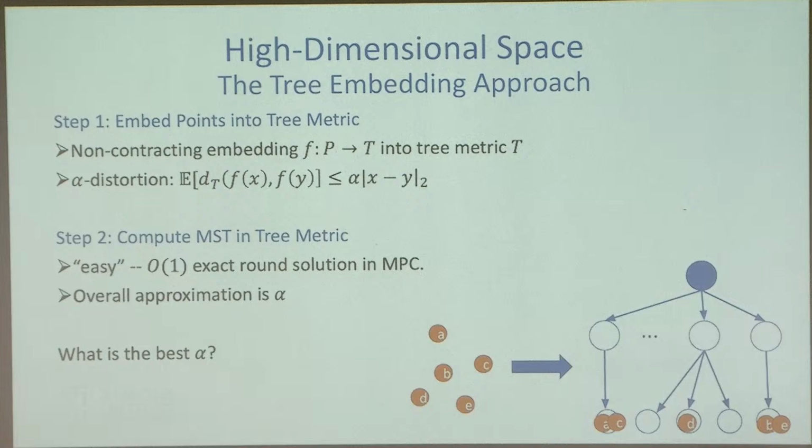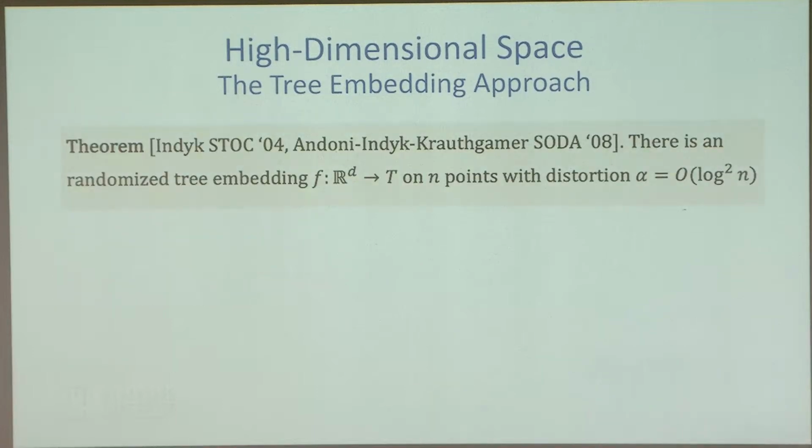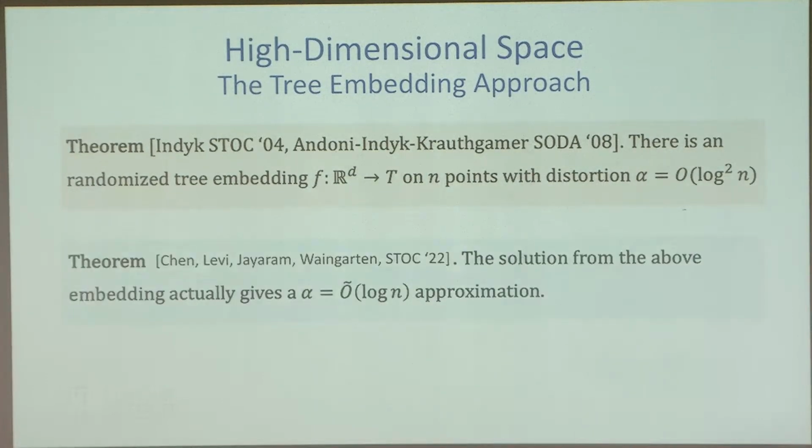Then the question is how good is this? What's the best distortion? Previous work shows that you can easily get a log n squared distortion, and recently a STOC 2022 paper shows they can improve this to a log n approximation.